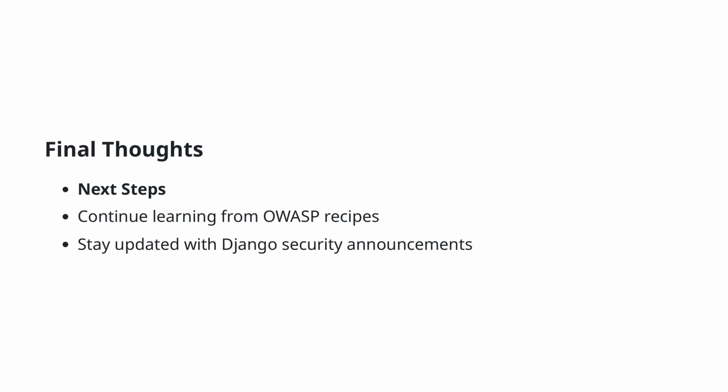Now that we've recapped the key points from our discussion, let's move on to some final thoughts and next steps to wrap up our course on Django security. Firstly, it's crucial to continue learning from OWASP recipes. They offer comprehensive guidelines and practical approaches to help secure your applications.